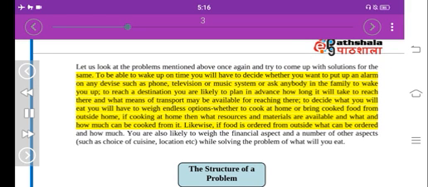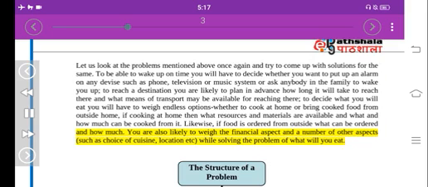To decide what you will eat, you will have to weigh endless options, whether to cook at home or bring cooked food from outside home. If cooking at home, then what resources and materials are available and what and how much can be cooked from it. Likewise, if food is ordered from outside, what can be ordered and how much. You are also likely to weigh the financial aspect and a number of other aspects, such as choice of cuisine, location, etc., while solving the problem of what you will eat.